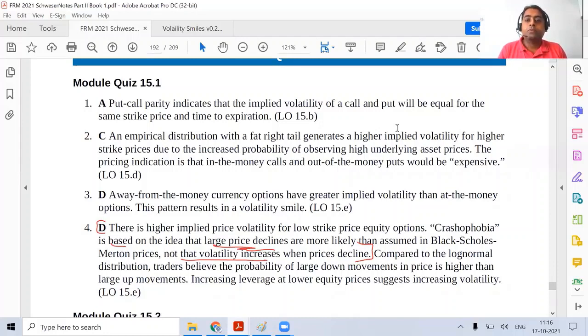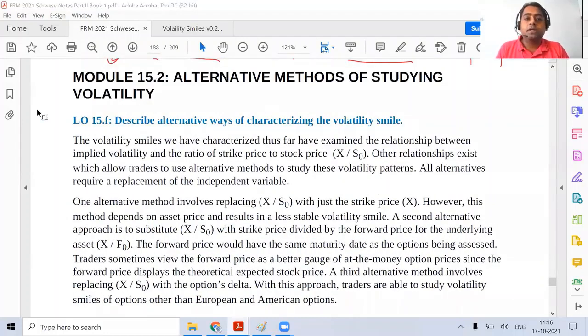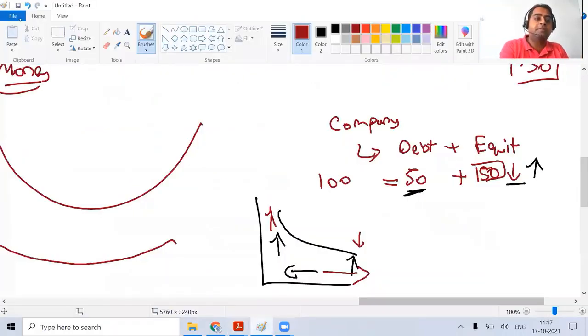Okay, so moving ahead. I'm assuming everybody else is good till here. The next section is the alternative way. At the start, there was a query that, in the x-axis, instead of strike, they are using strike by stock. Now, why they are using it, the logic is over here. I will explain that logic now.